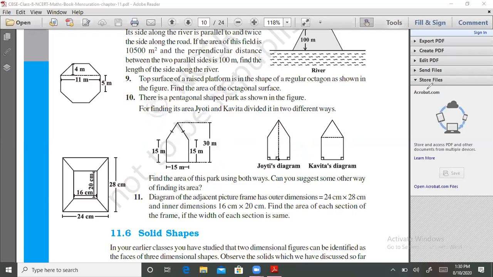First pentagon is given here. These three sides are given 15 here. This total is given here 30. Then this will also be 15, right? The total height of the figure is given 30. This is 15. Then definitely the left one will also be 15. So let's see how to do it.